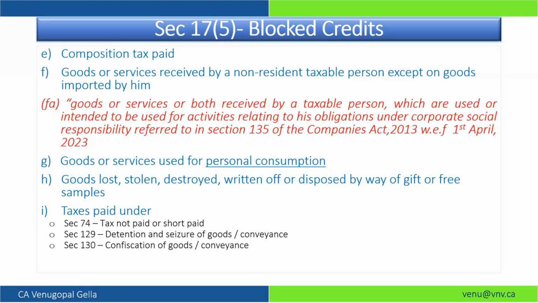Then, goods or services used for personal consumption. Obviously, the first thing when we start with Section 16 is that it should be used for business purposes, or in the course or furtherance of business. Personal consumption does not qualify, and therefore ITC will be straightaway disallowed.